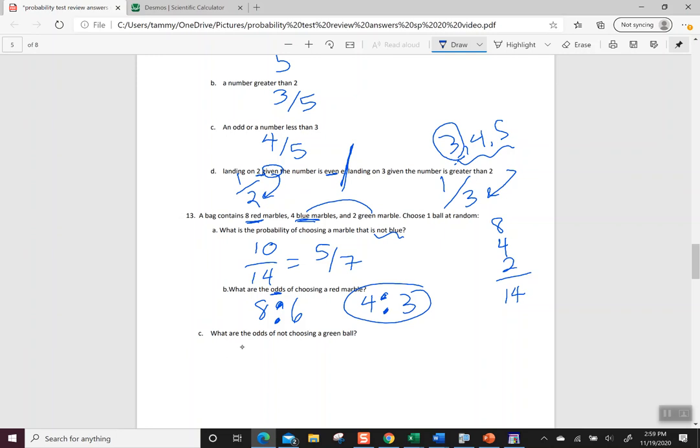Okay. C says, what are the odds of not choosing a green ball? So this is not green. There are 2 green. Let's put the green on the right side. Not green are the rest of them, and the rest of them really should be 12. Okay, so red or blue, those are not green, so 8 and 4 is 12. Green, just 2. Again, you want to reduce that, so that's going to become 6 to 1.